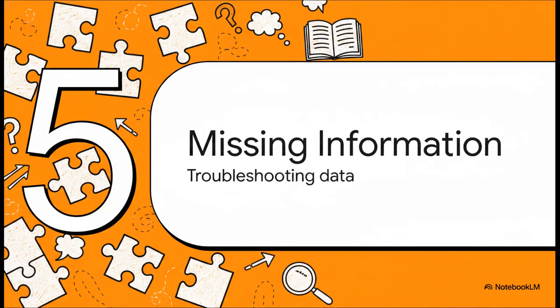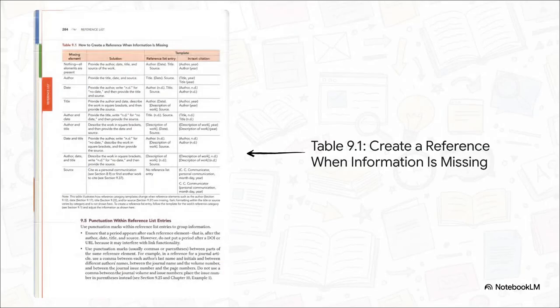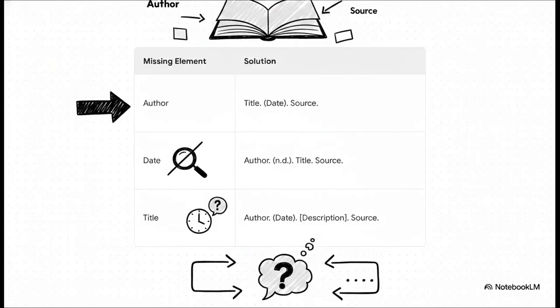Last but not least, Section 5. Handling missing information. Look, the manual isn't out to trick you. It actually anticipates that you're going to hit some dead ends, and that's exactly why it provides this comprehensive troubleshooting matrix, Table 9.1. It shows you exactly how to assemble and adjust your reference when certain elements are just nowhere to be found. Let's distill that dense table down to a couple of key survival tactics.